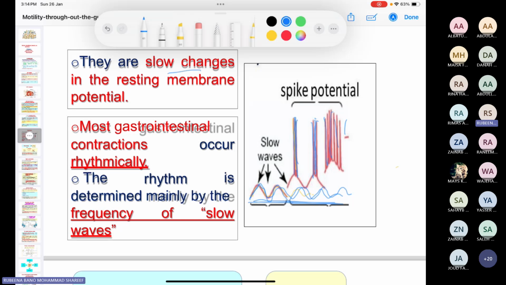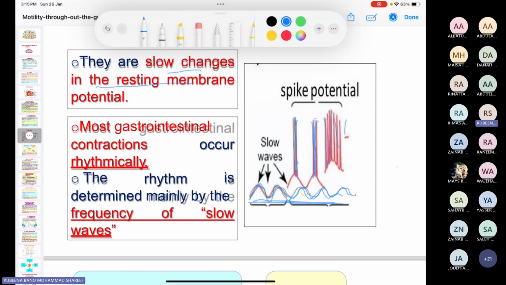There are slow changes in the resting membrane potential. Most gastrointestinal contractions occur rhythmically. The rhythm is determined mainly by the frequency of slow waves. So there's nothing more important. Just know that these slow waves occur continuously. And when there are spikes, that means an action potential has been generated, right? And then the actual contraction of the muscle takes place, not because of the slow wave.